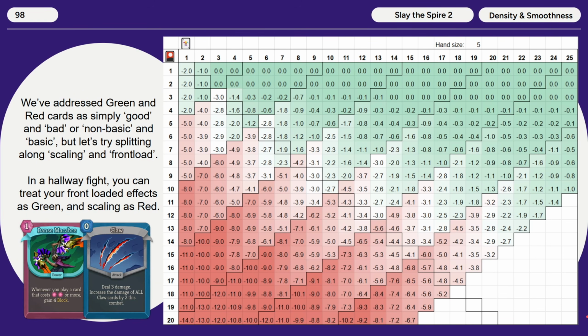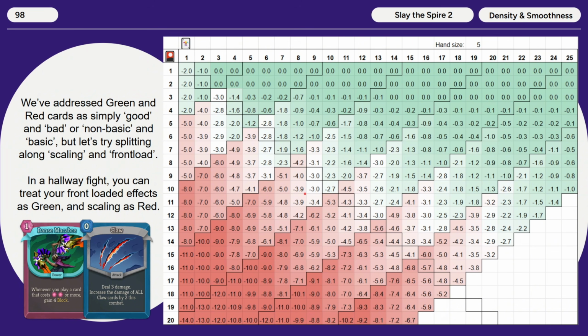Continuing from that, we don't need to consider green cards good and red cards bad, or green cards drafted cards and red cards non-basic. Let's try splitting it into scaling and front-loading. In a hallway fight, you can treat your front-loaded effects as green and scaling as red. Think about all those situations where you draw a hand with a couple of powers in it, and you don't get to play your block cards or your damage cards, and you can't get a lethal check on like a chompy book, and you lose max HP.